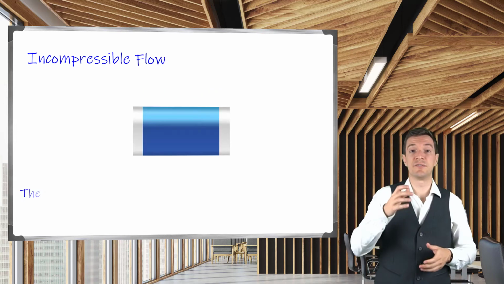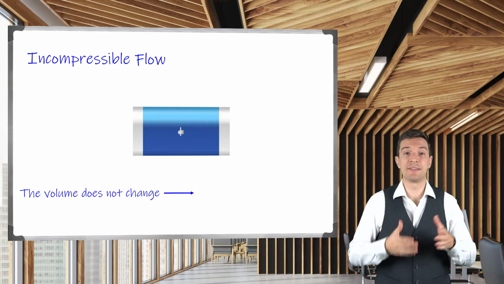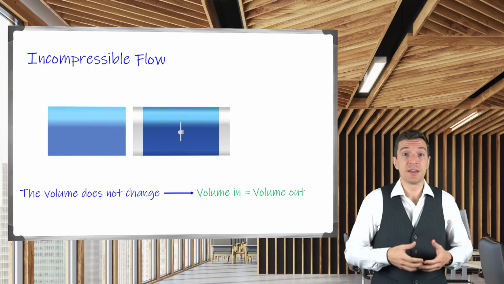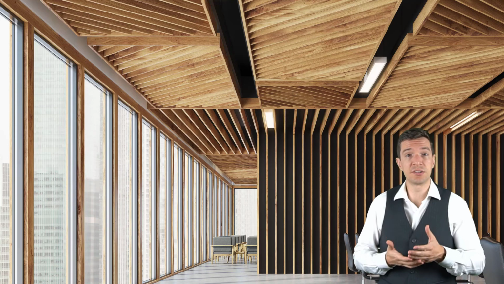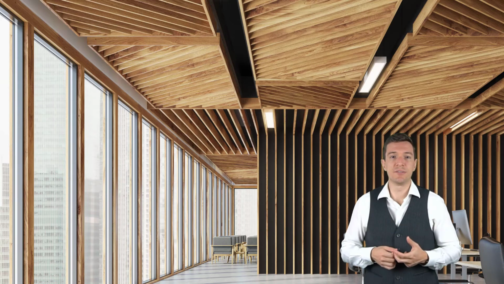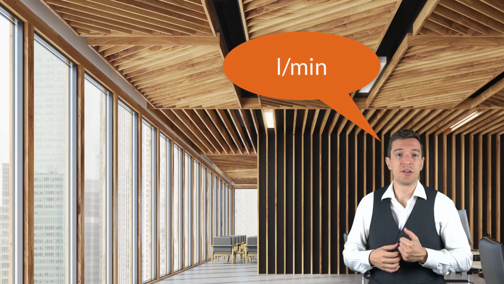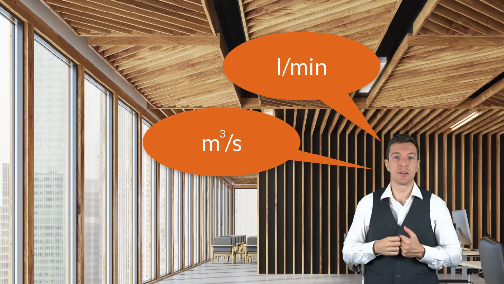This means that the volume does not change, meaning that the fluid volume entering our domain is equal to the volume that is exiting. This is why for incompressible flows we often state units of volume flow rate instead of mass flow rate. For example, we use liters per minute for pumps or cubic meters per second for fans.